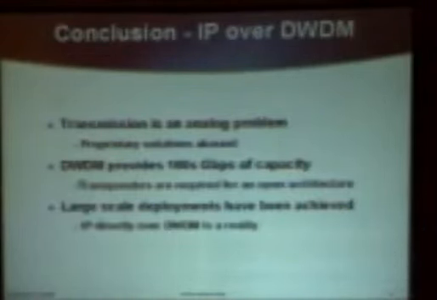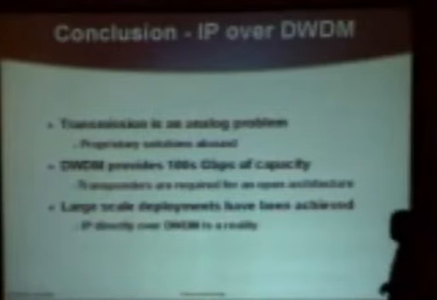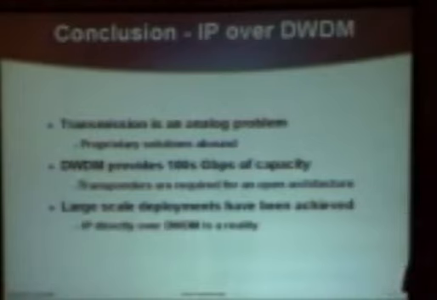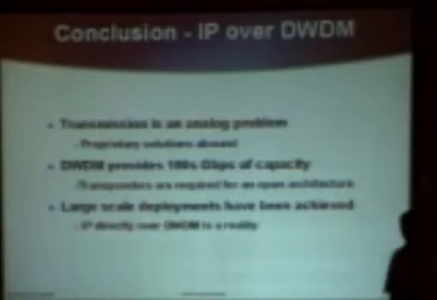Finally, what have we got? Well, I've argued a few times now that transmission's an analog problem and it's proprietary by nature. DWDM provides tremendous capacity, and if you use transponders, it really is an open architecture that's very flexible. We have done a large number of large deployments around the world at this point over most everybody's WDM equipment, and it generally works pretty well. So this is not a future. IP over DWDM is quite doable in reality today.